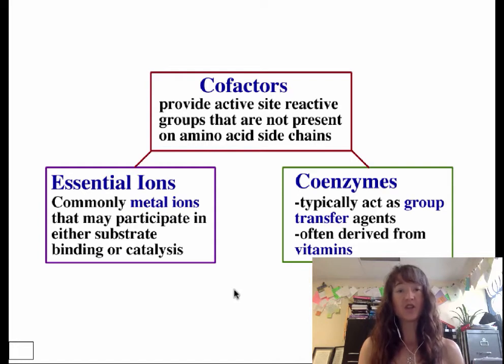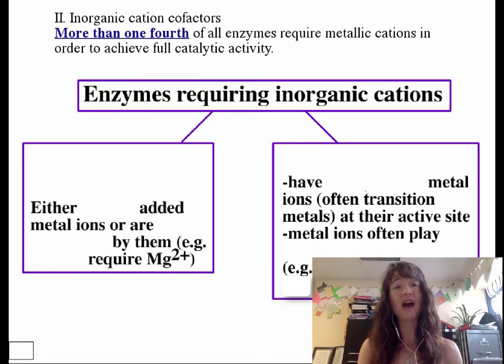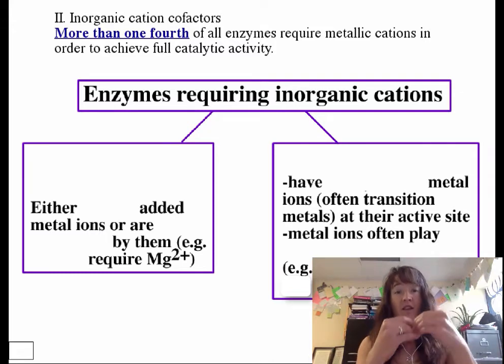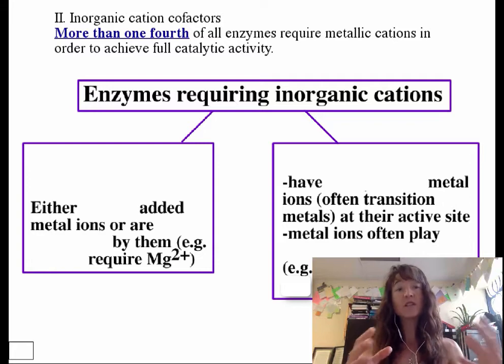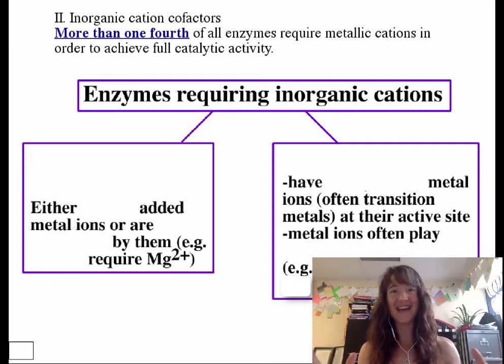Let's begin our search for better understanding of cofactors with the essential ions. So let's take a look at those enzymes that have metal ions associated, or at least require metal ions to be in some way involved in the reaction. And what's crazy about this is that more than 1/4 of all enzymes require metallic cations in order to reach their full potential. So we all have things in the world that we need in order to reach our full potential.